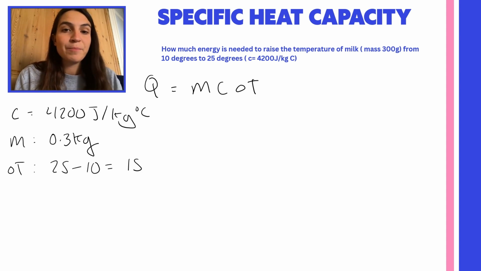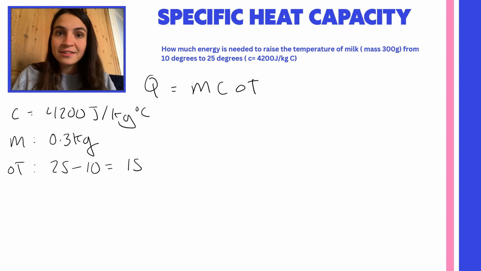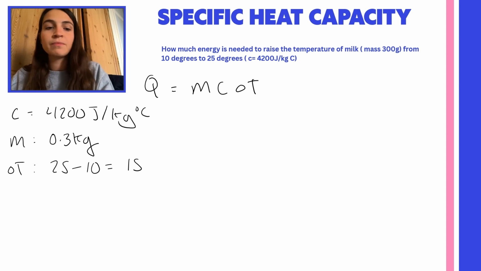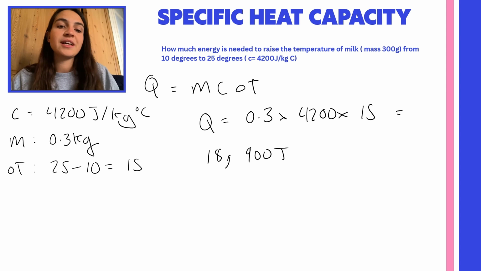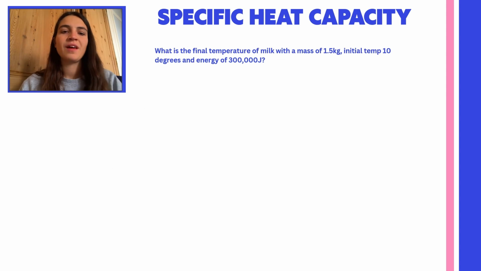Then my change in temperature, that is my final temperature minus my initial temperature. So in this question, 25 degrees minus 10 gives me a change in temperature of 15 degrees. So remember that delta T, remember that's quite important. It's actually your change in temperature of your substance. So I can plug it all in now. Energy is mass 0.3 times C 4,200 times change in T 15 gives me 8,900 joules of energy.